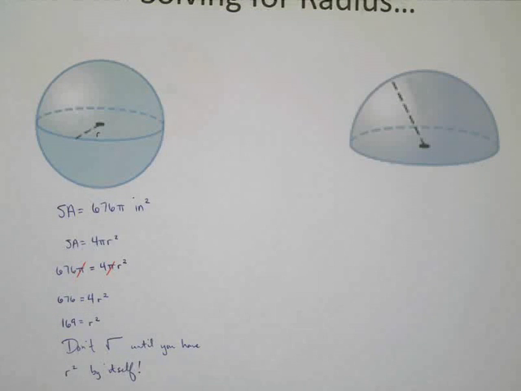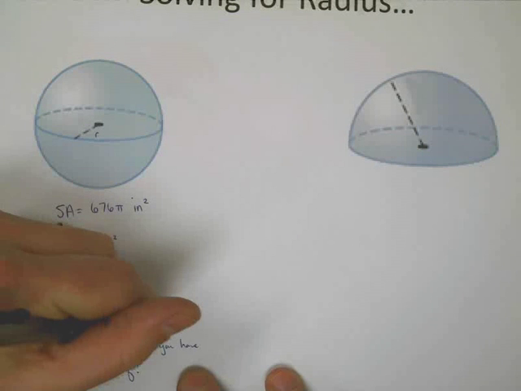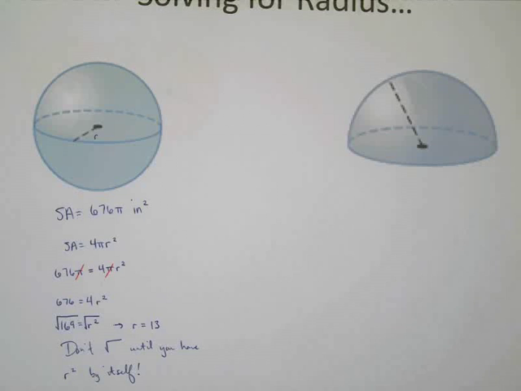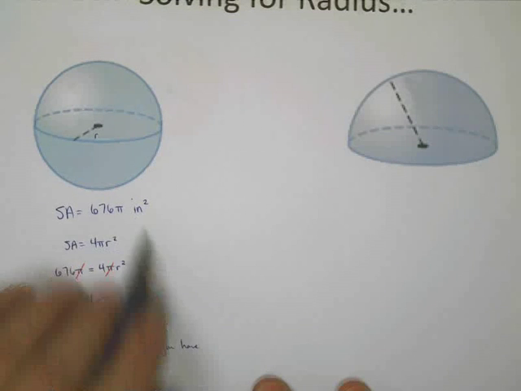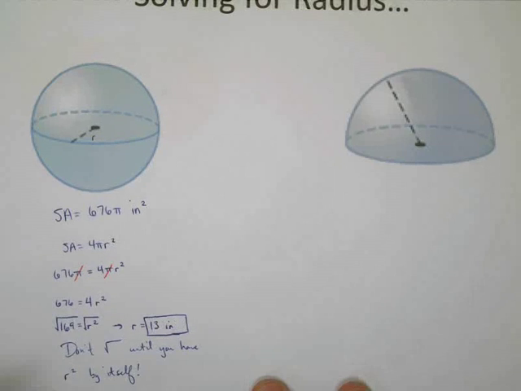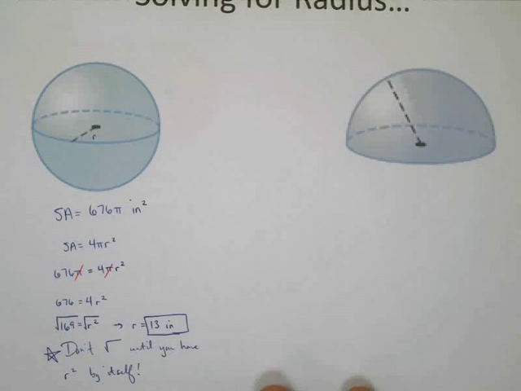At this point, to get rid of the r squared, I square root both sides, and it turns out that r is equal to 13 when I do this. Right? So 13. If it was square inches, now I'm down to inches. The key is down here at the bottom. That is the big idea for this problem.